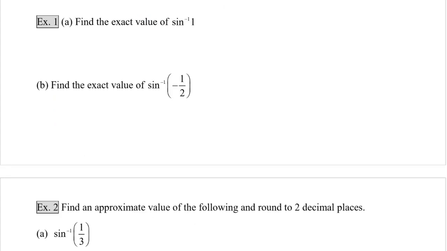Example 1, find the exact value of the inverse sine of 1. Well, if we're looking at our unit circle, we look for a y-coordinate equal to 1 in our restricted range, and that angle is pi over 2. Part B, find the exact value of the inverse sine of negative 1/2. Well, we're trying to find the inverse sine of a negative value. So if we're looking at our unit circle, we're going to see that an angle down here has a sine equal to negative 1/2, and this angle is negative pi over 6.